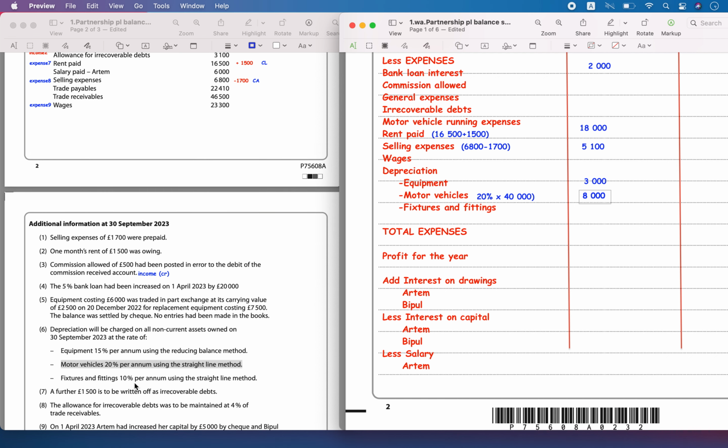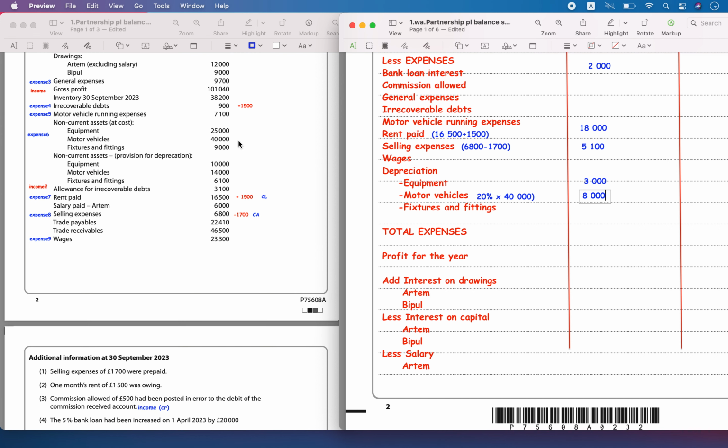And then you have fixtures and fittings. They are also depreciated using straight line method at the rate of 10% per annum. So fixtures and fittings at the rate of 10%. The total cost is 9,000, so it will become 900. Okay, so it is going to become 900.